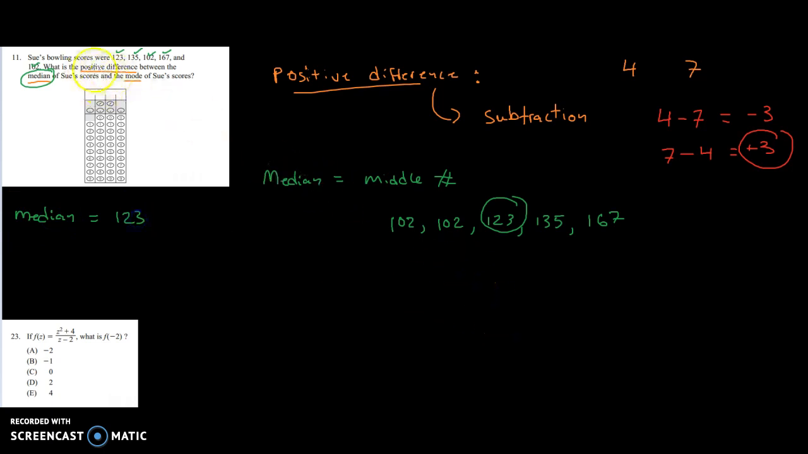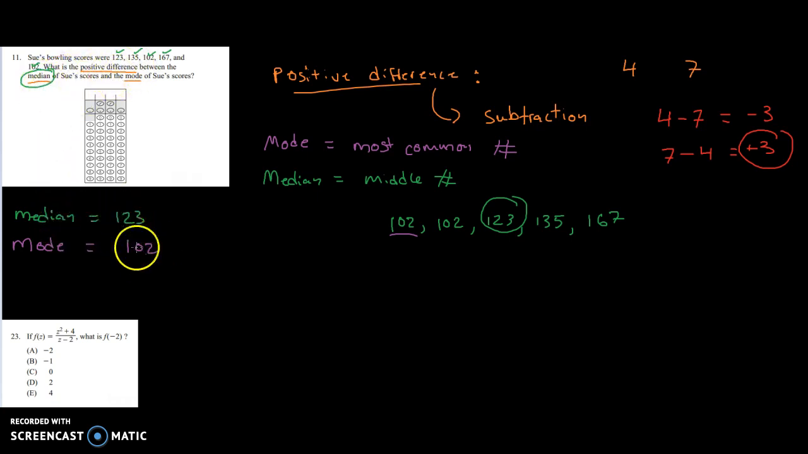Then the next thing is the mode. And remember, mode is the most common number. Well, in that case, if you look at this list, the only number that repeats, that appears more often than anything else, would be 102. So that would have to be our mode. So the mode is going to be 102.